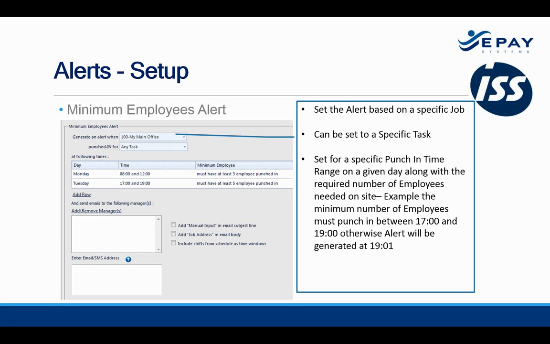So at that point, it's up to me to go out and do something, to either go find another employee to fill in or call the site and find out if we really aren't covered. On Tuesday, 5 to 7 is my time frame. There I want at least 5 employees punched in. So once again, a very simple rule or alert to set up. All I'm doing is telling the system how many employees I need to have at a minimum at the job site to essentially check off the checkbox and meet the criteria needed.